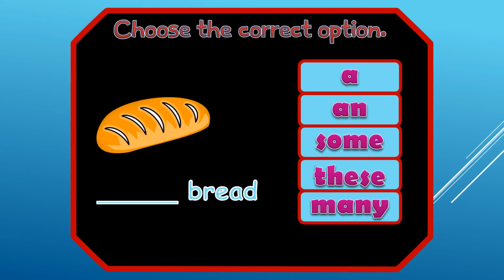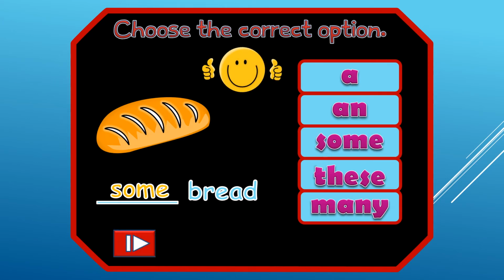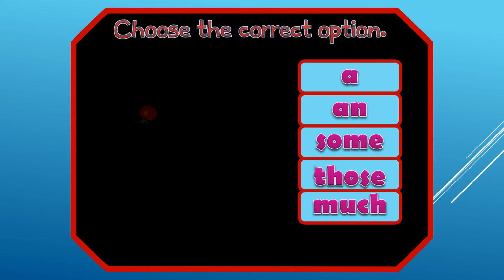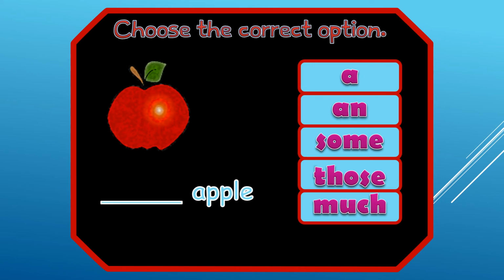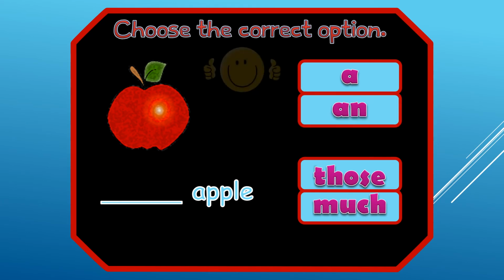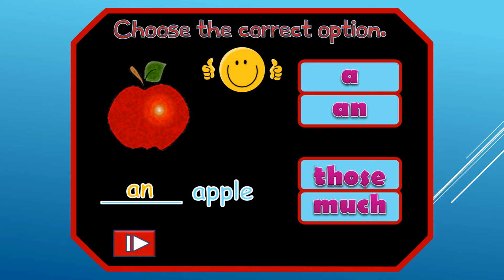Choose the correct option. A, and, some, these, or many bread. Can we say a bread, and bread, some bread, these bread, or many bread? Of course, we can use some bread. Choose the correct option. Apple. Can we say a apple, an apple, some apple, those apple, or much apple? Of course, we use an apple.